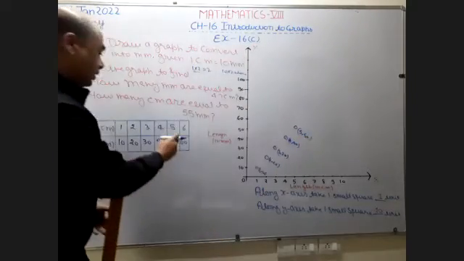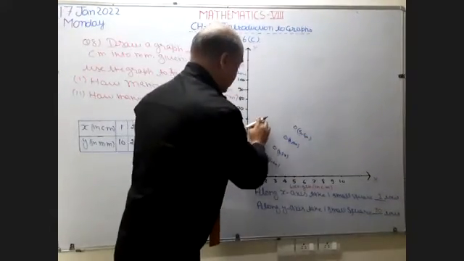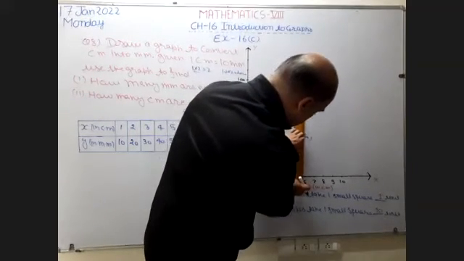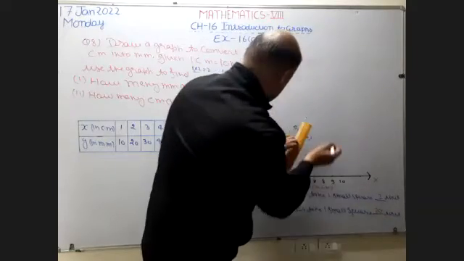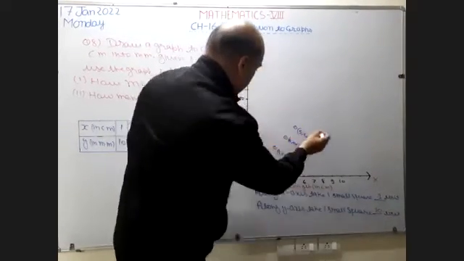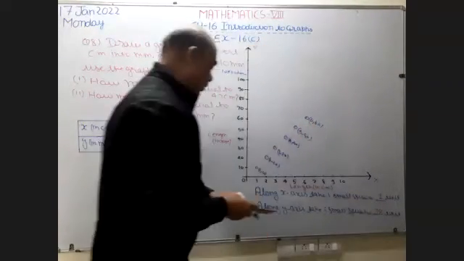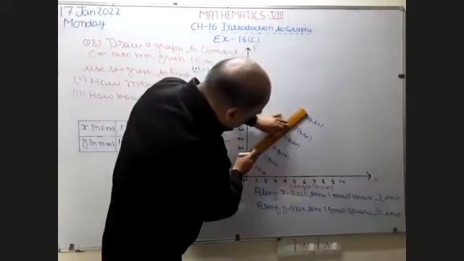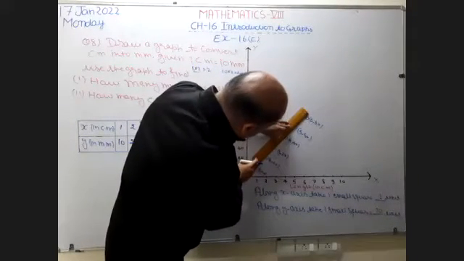Next one is 6 and 60. The value of x is 6 here and the value of y is 60 here. So they are going to join at that place. So this is going to be 6 and 60. Okay. After plotting all the points on the graph paper, you have to join them with the help of a scale.